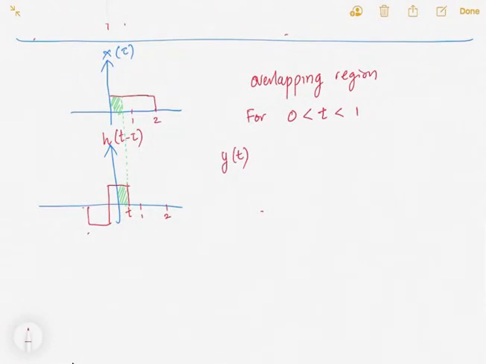So y(t) is equal to the integral. You need to know the limits. If you look at this figure, the overlapping region is 0 to t. That's why the limits are from 0 to t. Then x(tau) is 1 and h(tau) is also 1, so you have 1 multiplied with 1 d tau. Integrating 1, you get tau. Then from 0 to t, you get t minus 0, which is equal to t.